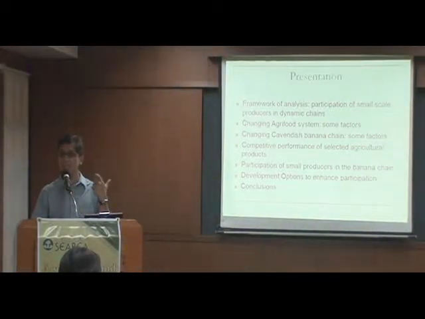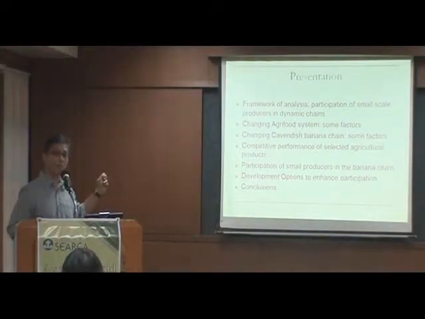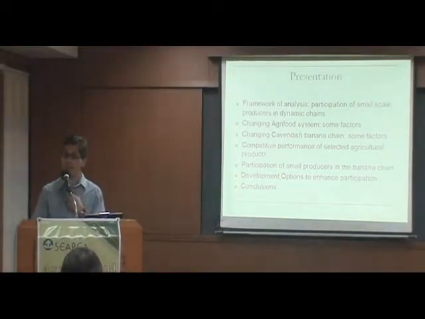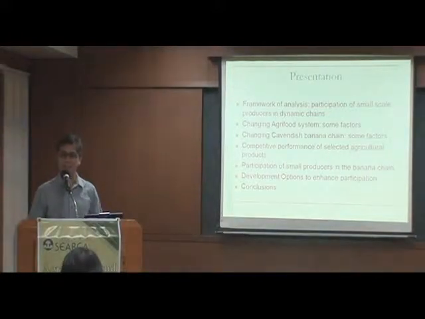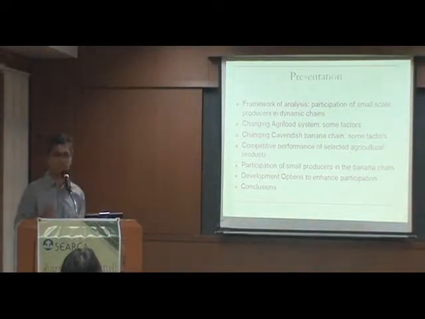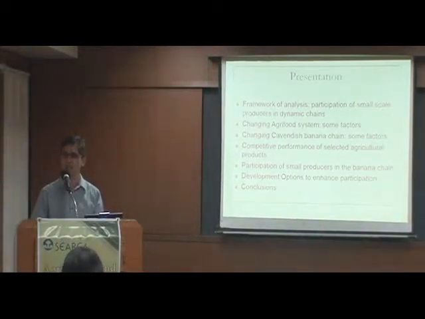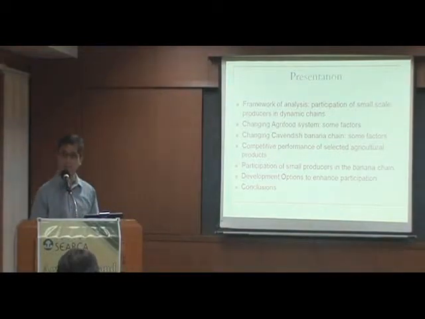By the way, the insights in this paper came from a number of projects, largely funded by the World Bank. We did a study on leakaging in the banana chain for the World Bank and IFC, the International Finance Corporation. And most recently, we looked at the competitive performance of agricultural commodities for the World Bank in a project called Agro-Industry Clusters. And then I'll focus on the participation of the small producers in this export chain, and from there map out possible development options to strengthen particularly the participation of these small-scale producers, and finally I'll make some conclusions.